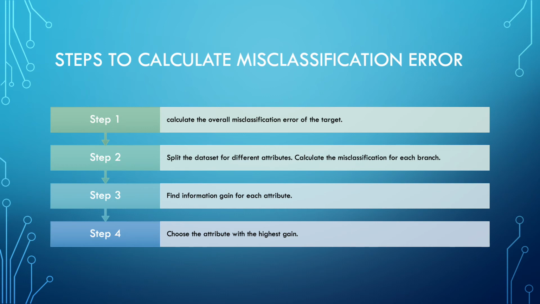The steps to calculate misclassification error are: 1. We calculate the overall misclassification error of the target. 2. We split the data set for different attributes and then calculate the misclassification for each branch. Third, we find the information gain for each attribute. And finally, step 4, we choose the attribute with the highest gain.